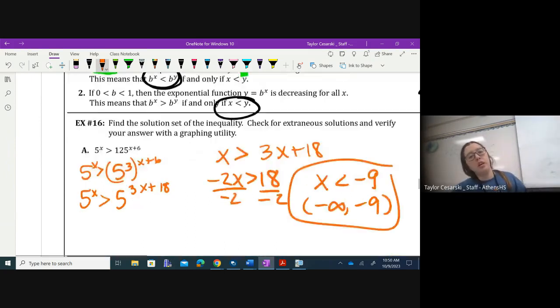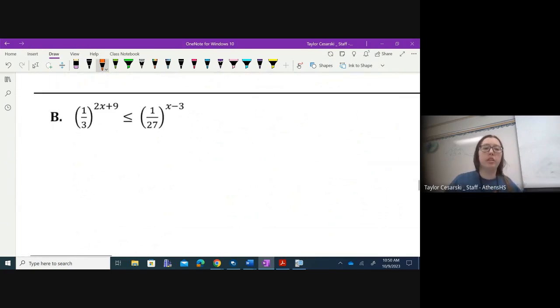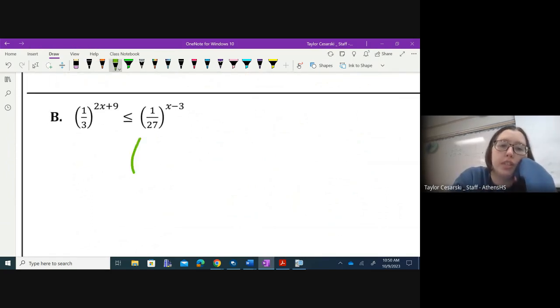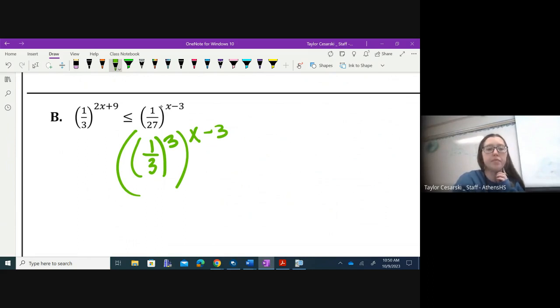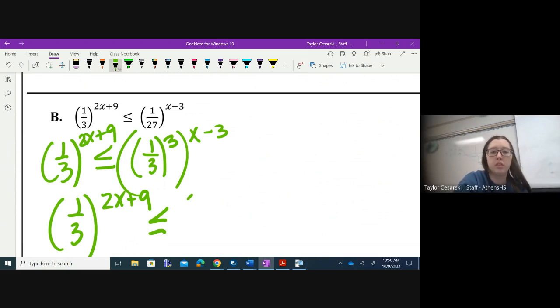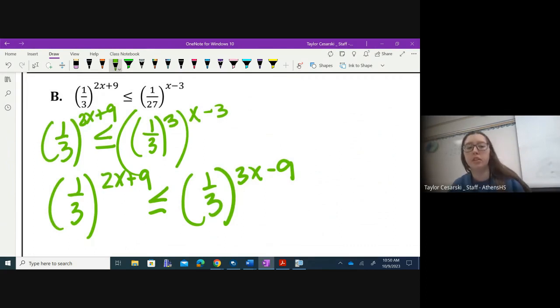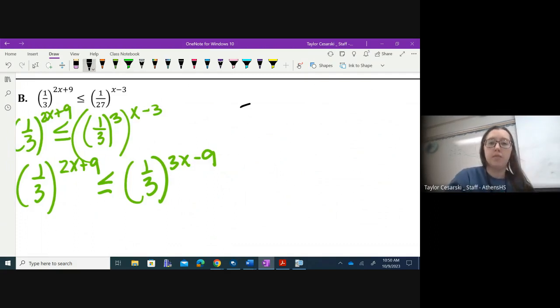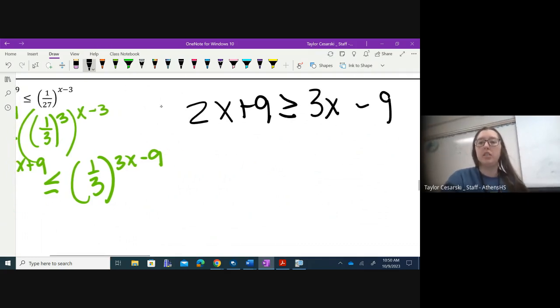All right, let's look at part B. 1/3 to the 2x plus 9. Well, let's go ahead and rewrite 1/27 as 1/3 to the third power, because 3 cubed is 27. When I'm raising to a power, I can multiply my exponents. Now here my base is 1/3, which is between 0 and 1. So essentially your sign is going to flip because it's a decreasing function. So you're going to say 2x plus 9 is greater than or equal to 3x minus 9.